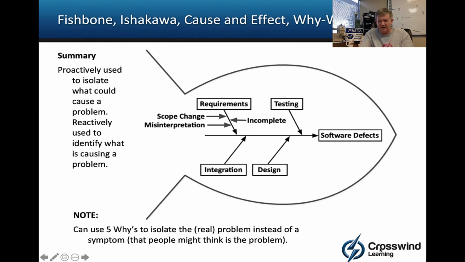Proactively, we could use this to try to isolate what could cause a problem. Like as an example, we're getting ready to launch a new digital platform, and our current learning management system and our shopping cart, they just don't talk well together. They really don't talk at all. And it creates a lot of tech support. So we have the potential to have everything in one system. And I really was wanting to do that.